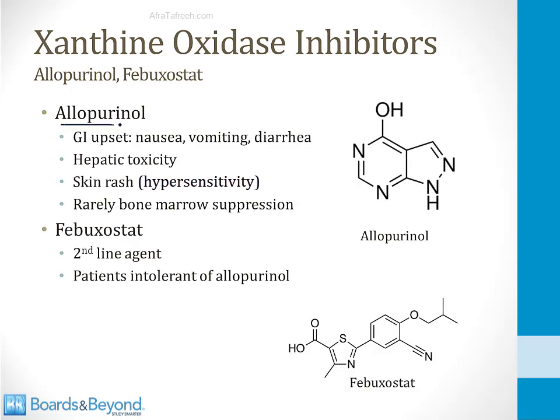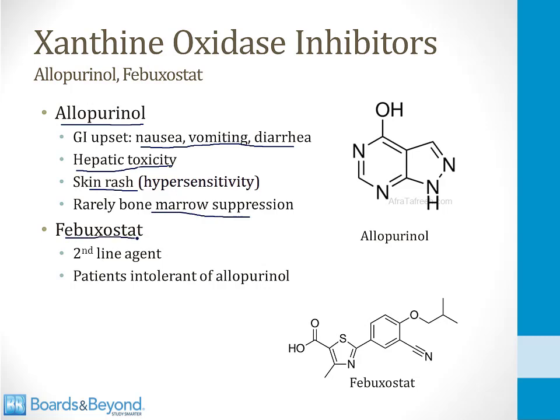For many years, allopurinol has been the first-line therapy for patients with recurrent gout attacks. The problem with this drug has always been that a significant percentage of patients cannot tolerate it. The main issue is usually the GI side effects. Many patients develop nausea, vomiting, and diarrhea. In addition, it is metabolized by the liver, so hepatic toxicity can be seen. There's also a hypersensitivity skin rash that occurs in some patients. And then finally, in rare patients, bone marrow suppression occurs.